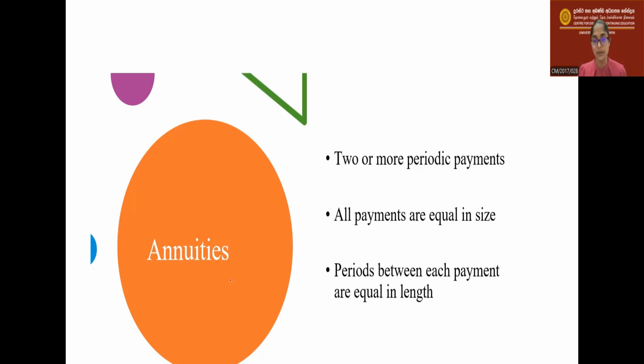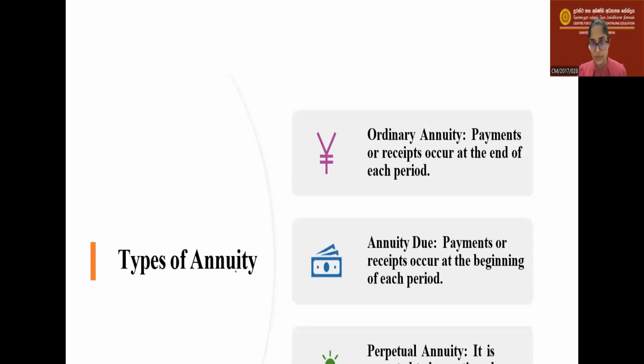If the amounts, the receipts or payments, continue for infinite periods, then those are perpetual annuities. So ordinary annuity payments or receipts occur at the end of each period. This period may be a month or a year, as given in the question. Annuity due means payments or receipts occur at the beginning of each period. Just remember, ordinary annuity, OA, occurs at the end of each period, but you have to make sure the payments or receipts are equal in size.